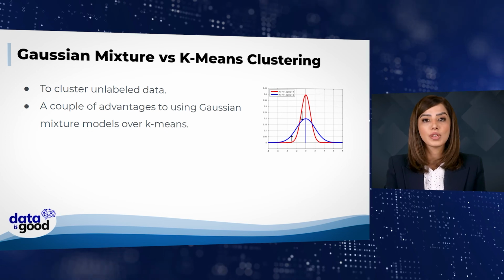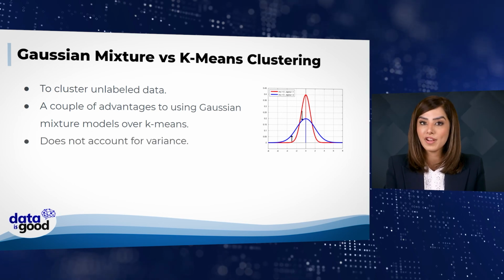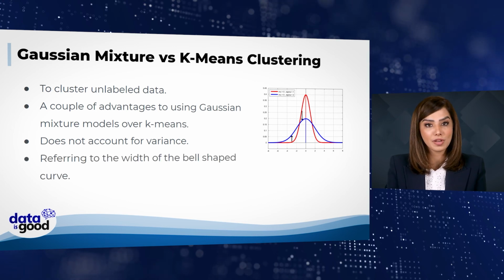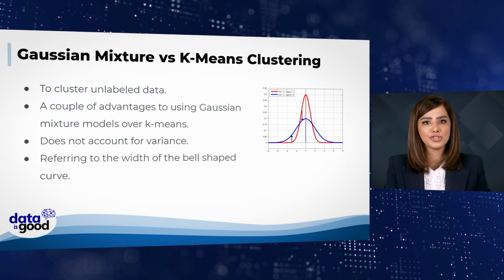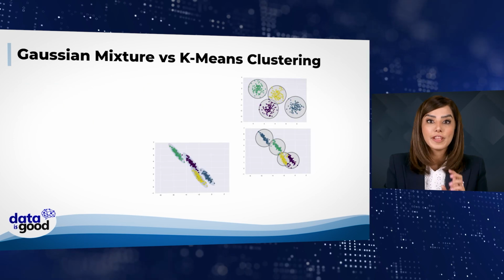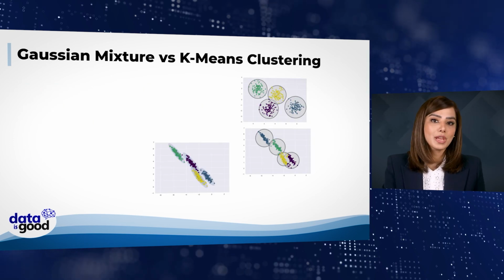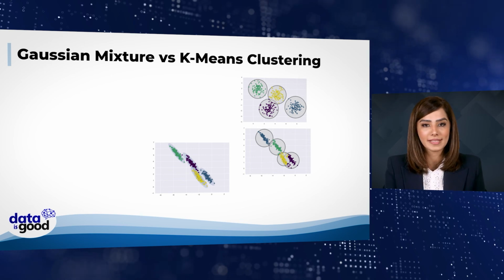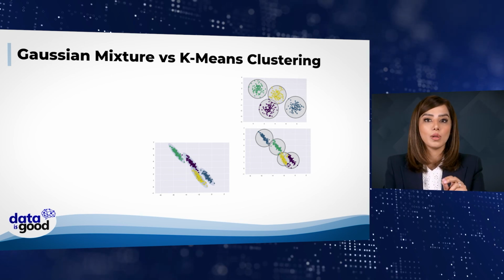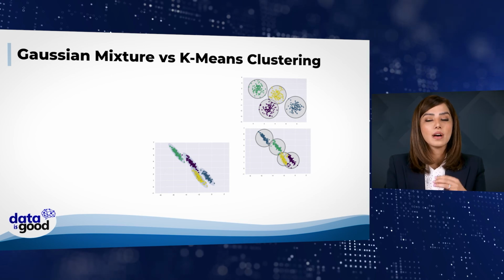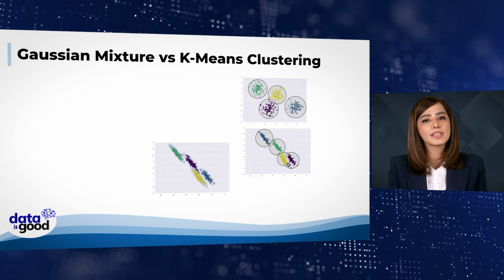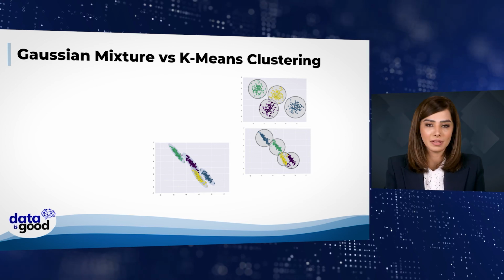First and foremost, k-means does not account for variance. By variance, we are referring to the width of the bell-shaped curve. Now, in 2 dimensions, variance, covariance to be exact, determines the shape of the distribution. And one way to think about the k-means model is that it places a circle, or in higher dimensions, a hypersphere, at the center of each cluster, with the radius defined by the most distant point in the cluster.